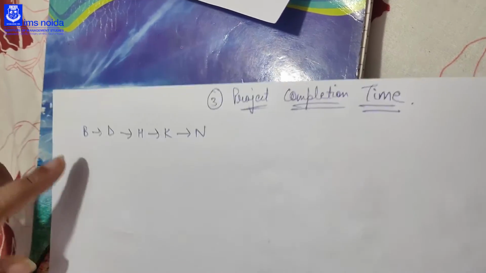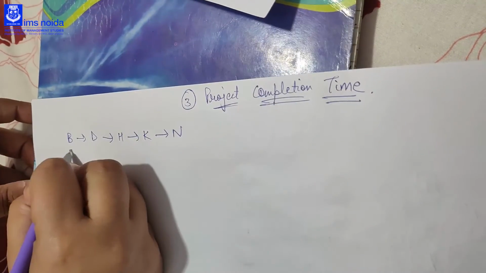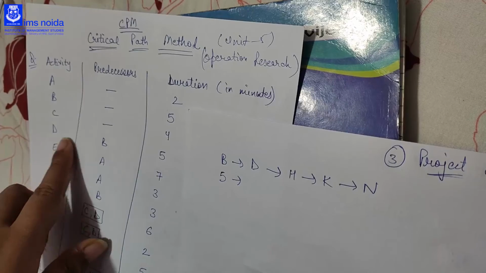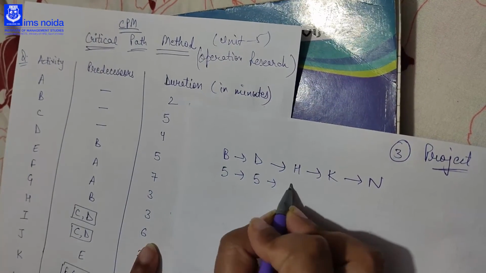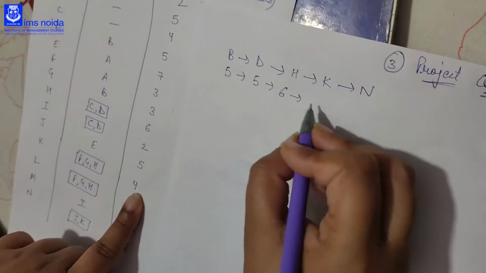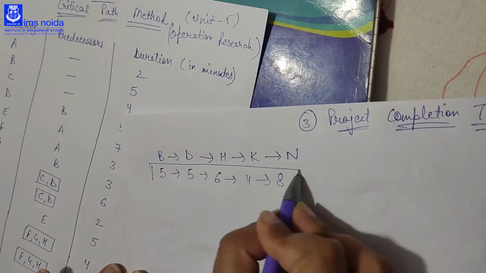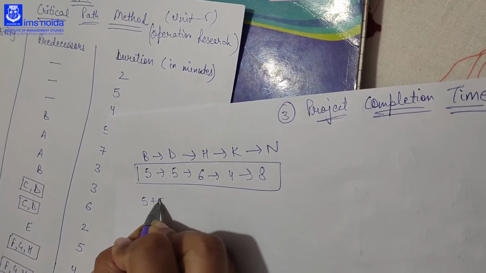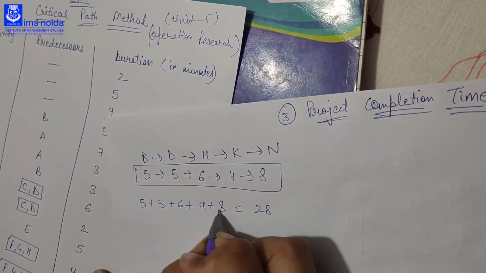The duration of B, as you can see, is 5. You can write it from the question also. As you can see, the duration of B is 5, duration of D is 5, duration of H is 6, duration of K is 4, and duration of N is 8. You will add these durations to get the project completion time, that is 5 plus 5 plus 6 plus 4 plus 8. You will get the answer as 28.